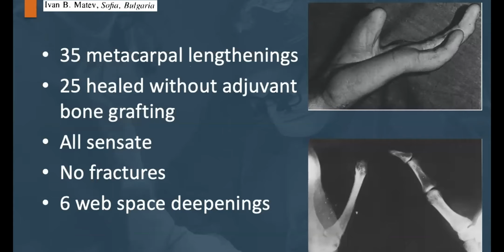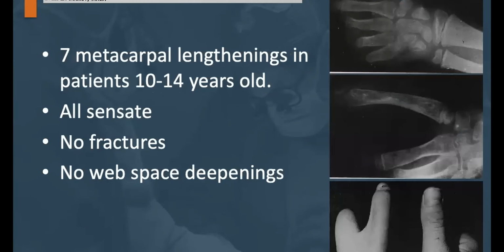These are Dr. Matev's results. This first study in adults looking at 35 metacarpal lengthenings. All of these thumbs were sensate, no fractures, only 6 required web space deepenings, and only 10 required interpositional bone grafting. His results in kids are great too.